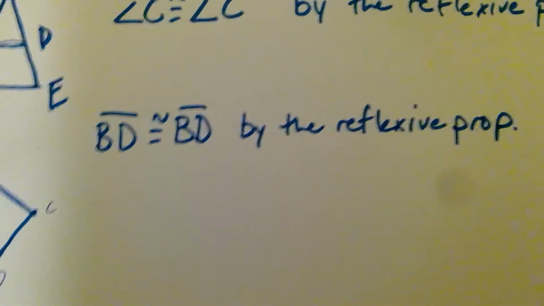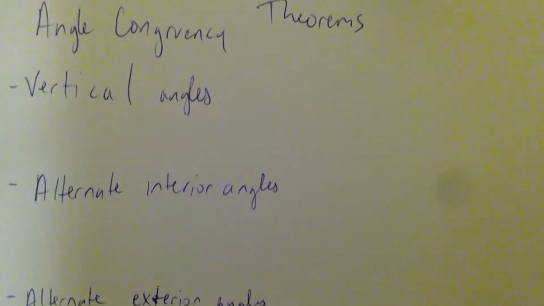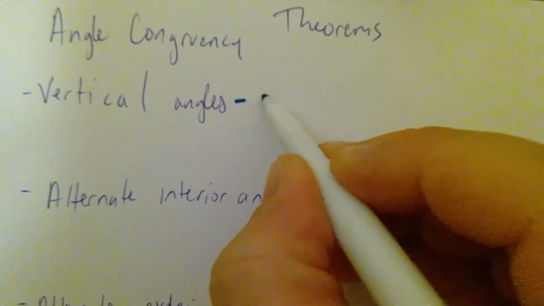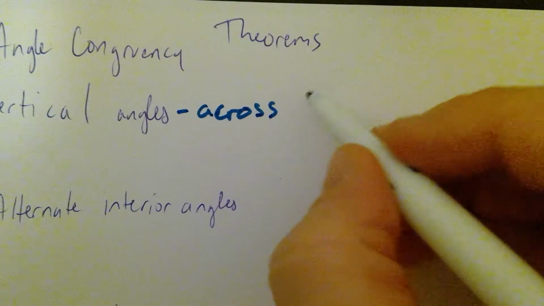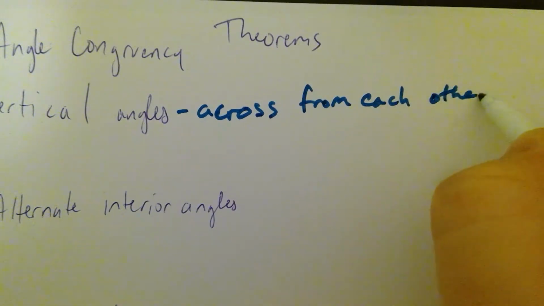All right, now let's move on to our congruent angles. We're going to do all four of these in the same section because they're very similar to each other. Our angle congruency theorems. So, vertical angles. Vertical angles are across from each other at intersecting lines.